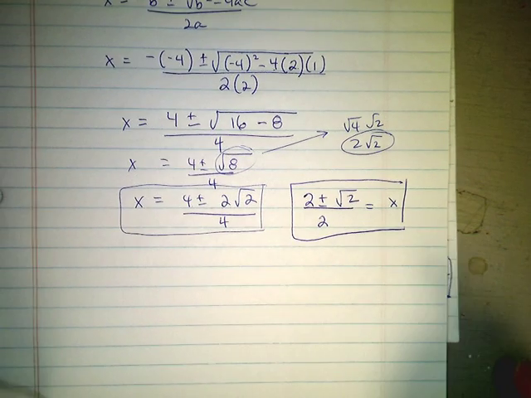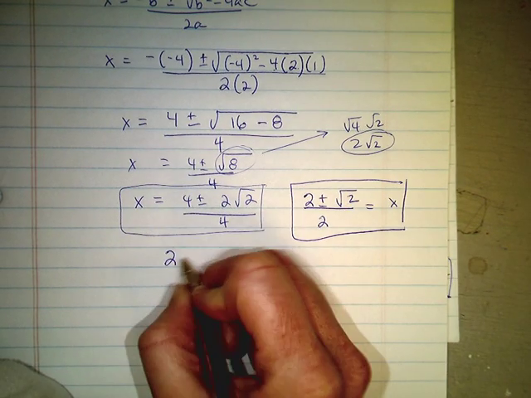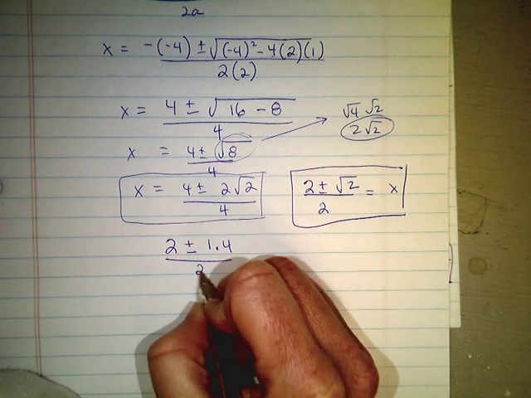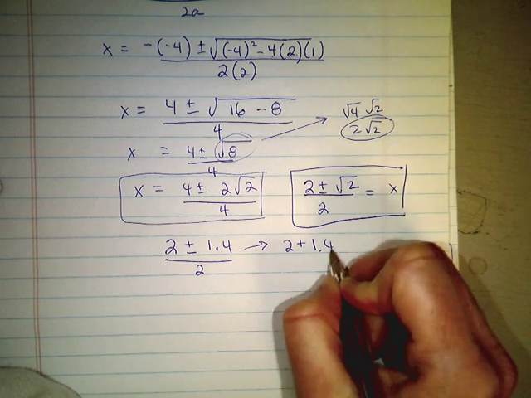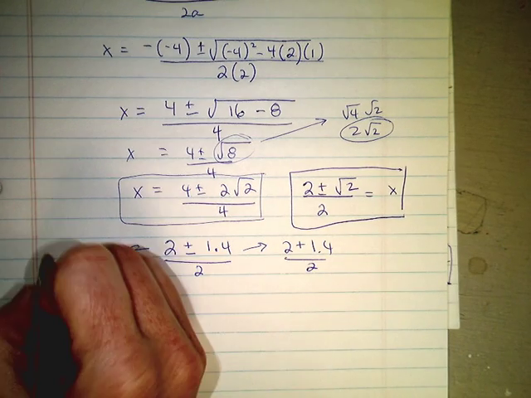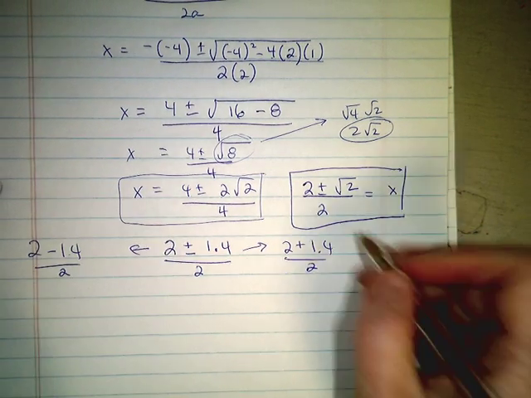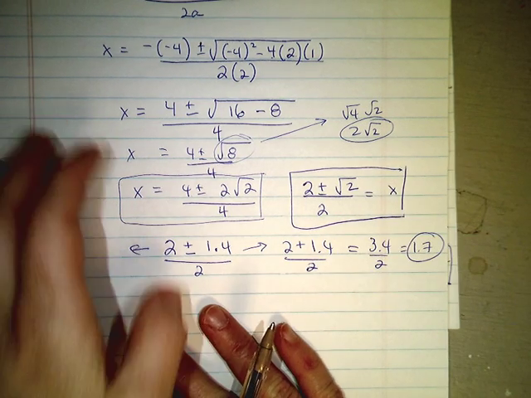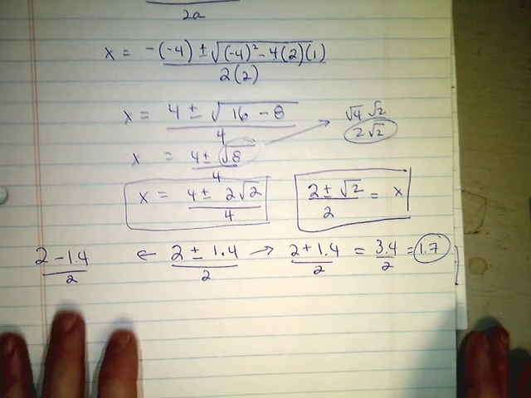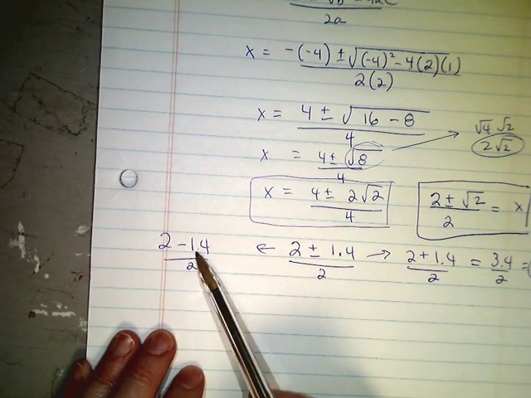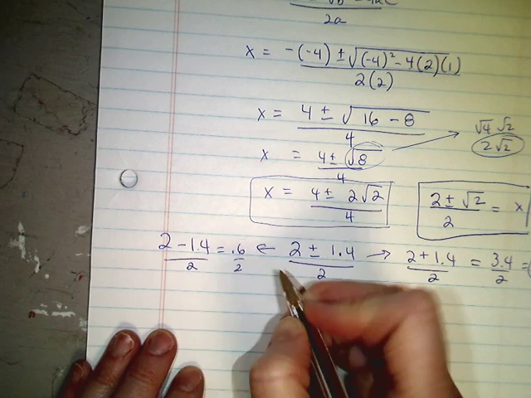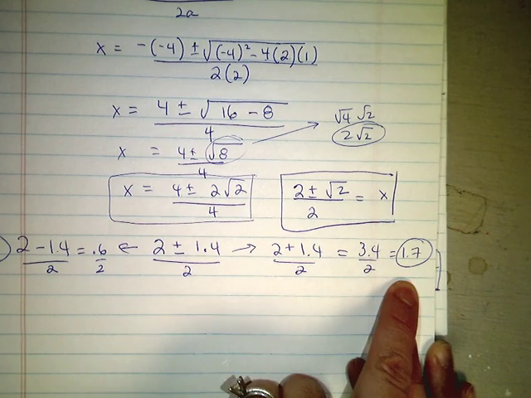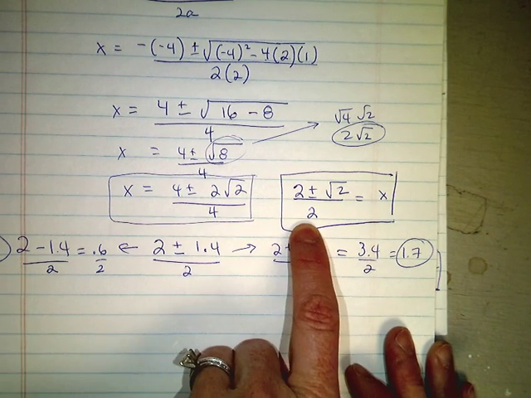In approximate form, we'd have 2 plus or minus, instead of the square root of 2, as an approximation is 1.4 to the nearest tenth, all over 2. That means your answers are 2 plus 1.4 over 2, or you have another answer of 2 minus 1.4 over 2. This means you have 3.4 over 2, or 1.7, so that's one of your x-intercepts. And then your other x-intercept would be 2 minus 1.4, and that would be 0.6, so 0.6 over 2, or 0.3. So you can see you have 0.3 for an answer, you have 1.7 for an answer, or exact form is 2 plus or minus root 2 all over 2.